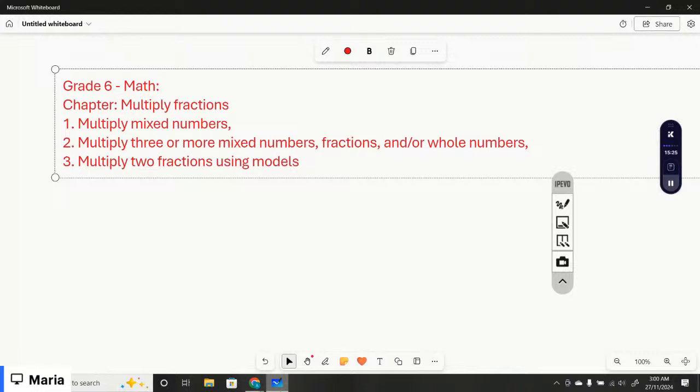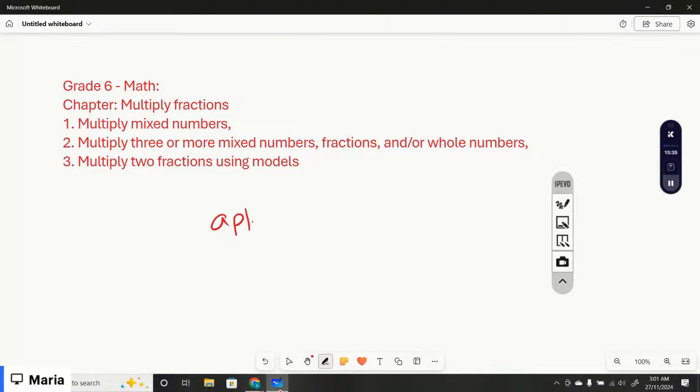We are here for grade 6 math. You can find all the lessons on aplusstudents.com.